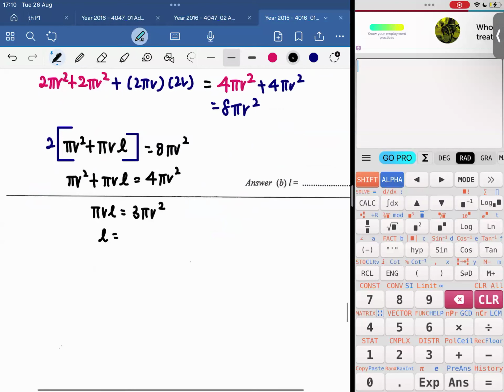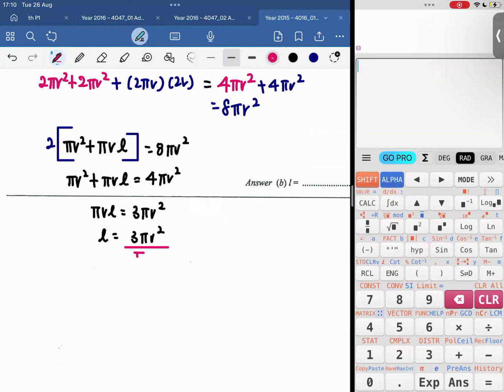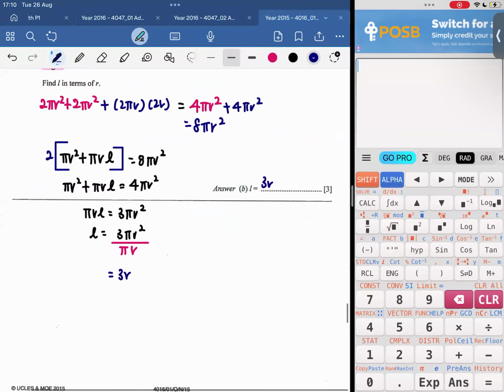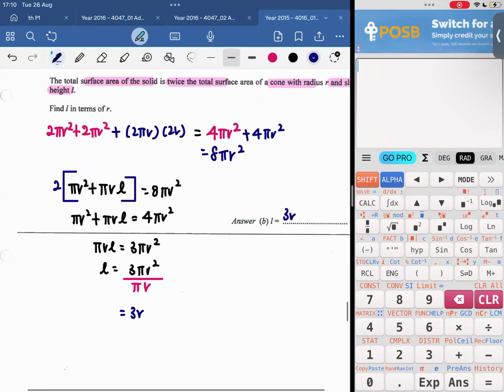So your L is 3 pi r square divided by pi and r. You will realize that if I cancel, it will end up with this. So L is 3r. Some of you left some h's inside. Cannot, because they say L in terms of r. Follow instructions. They never say L in terms of r and h, correct?